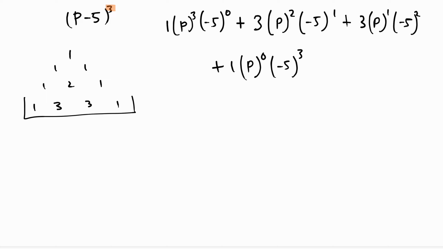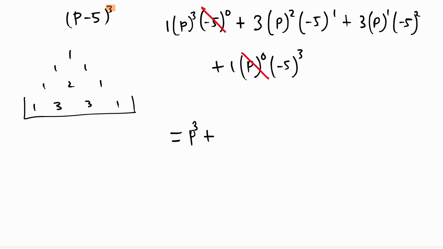And you'll notice all the exponents in each term add up to make 3. That means we've done it correctly. And all we have left is to simplify. So 1 times p cubed. First of all, let's get rid of the zeros, because it's just going to become 1, and we don't want it. And then we just do 1 times p to the power of 3, so p cubed, plus 3p squared minus 5 to the power of 1.